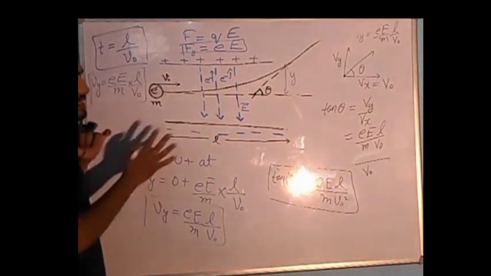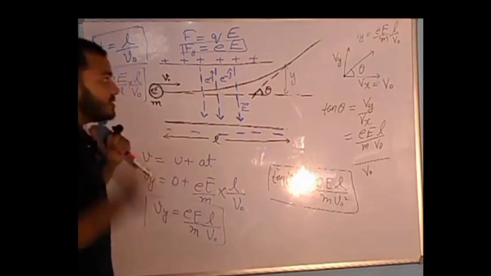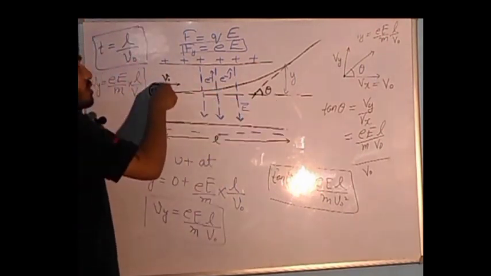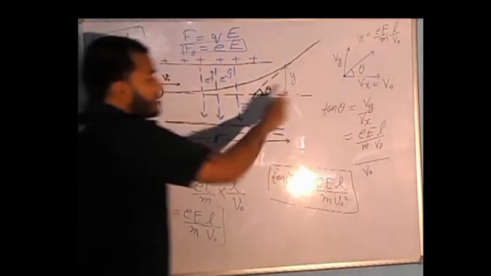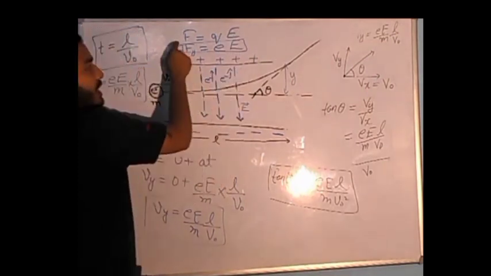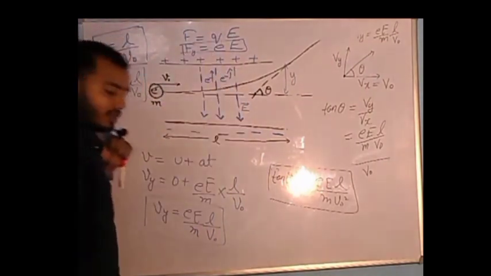Now this is the trajectory of the electron and this is the angle it subtends. So when an electron enters a vertical electric field with a horizontal velocity, the horizontal velocity remains constant throughout its path and the vertical velocity increases from 0 to some value due to the electric force acting on it, which is opposite to the direction of the electric field. That is the story. Thank you.